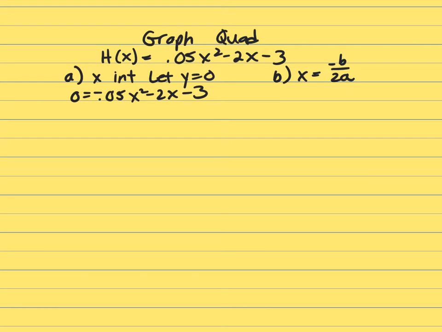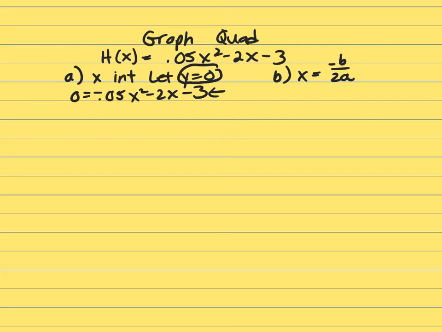All right, to find the x-intercepts, you let y equal 0. So I get this equation, and this did not factor, so I used the quadratic formula. A lot of times I would get rid of that negative 0.05 first, but for some reason, I'm not going to. I guess because it's just already so nasty, it doesn't really matter.